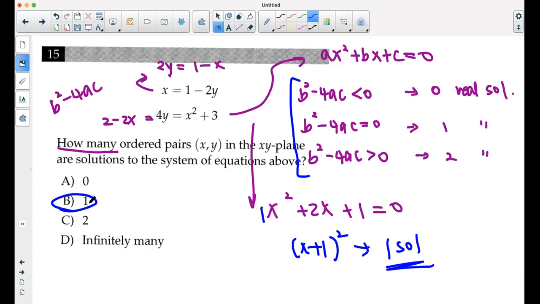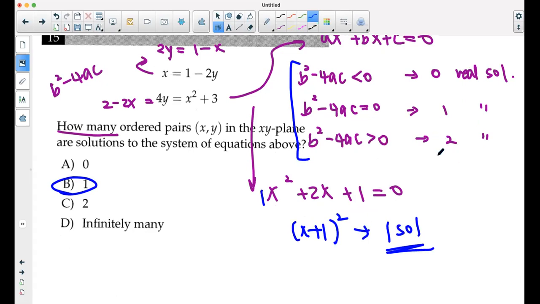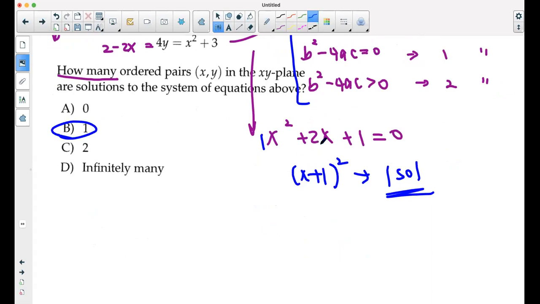Are we good so far? Yeah. If you choose to use the discriminant, you will still get the discriminant to be equal to 0, which implies one real solution. Let me try to do that. B squared, which is what? 2 squared minus 4. A equals 1. C is equal to 1. Oh, 4 minus 4, which is equal to 0. That still implies that you have one solution.